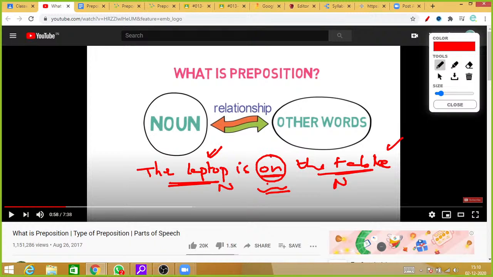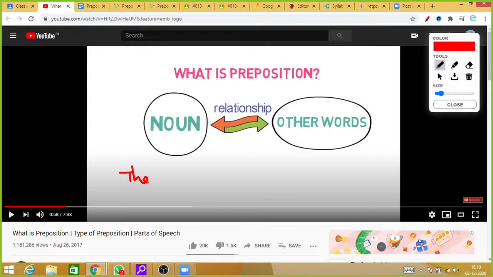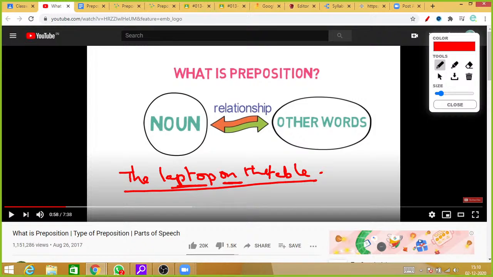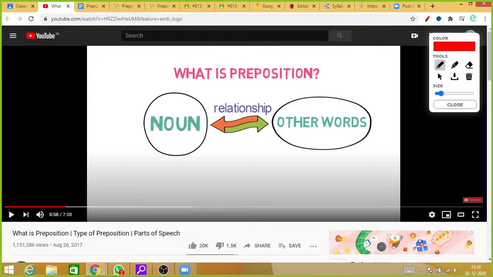We could also say the laptop, the table. Does this make any sense? It doesn't. So what we say is, on the table. What is it that is connecting the laptop with the table? This word. So the word which connects is a preposition. Now this is a preposition of place. It is telling where the laptop is.